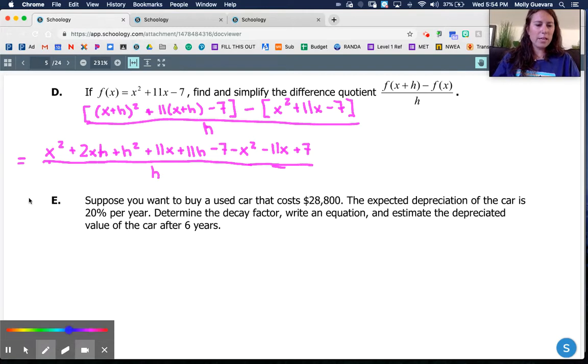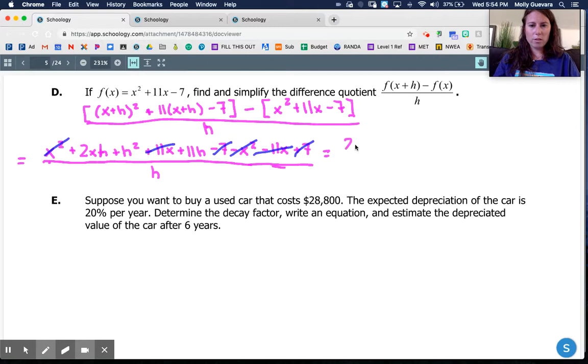So now here I can cancel some things. I have x squared and negative x squared. I have negative 7 and positive 7. And I have negative 11x and positive 11x. So all that cancels, which leaves me with 2xh plus h squared plus 11h all over h.